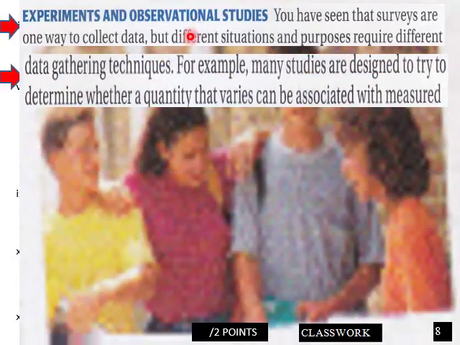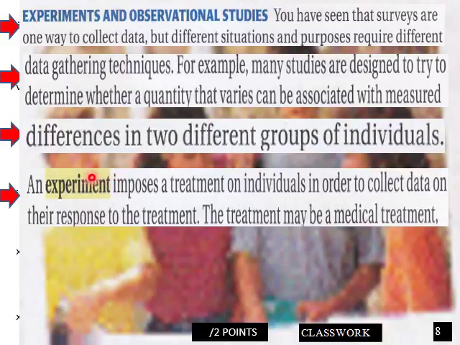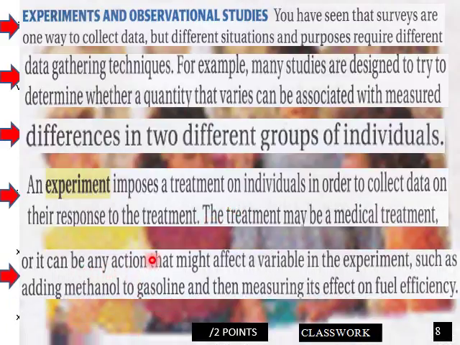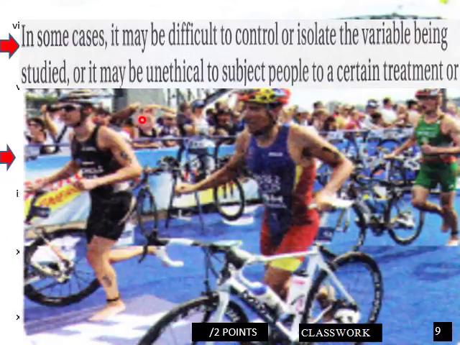Okay, experiments and observational studies. You've seen that surveys are one way to collect data, but different situations and purposes require different data gathering techniques. For example, many studies are designed to try to determine whether a quantity that varies can be associated with measured differences in two different groups of individuals. An experiment imposes a treatment on individuals in order to collect data on their response to the treatment. The treatment may be a medical treatment, or it can be an action that might affect a variable in the experiment, such as adding methanol to gasoline and then measuring its effect on fuel efficiency.